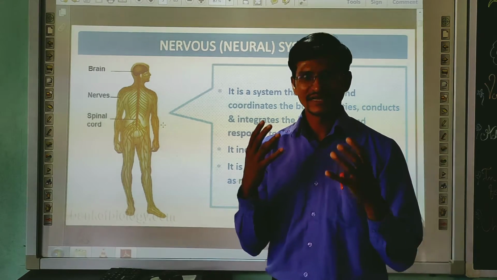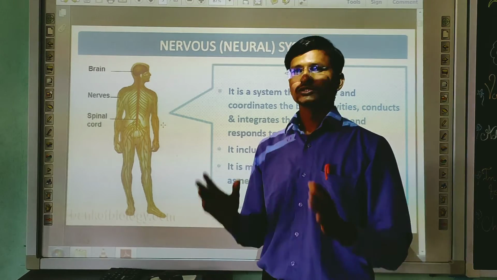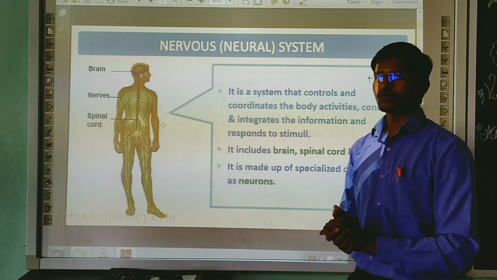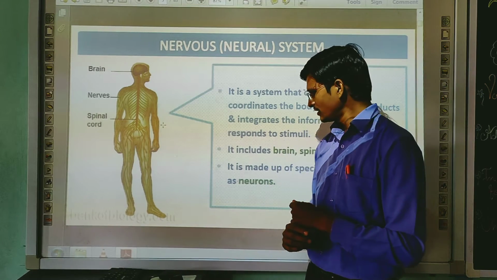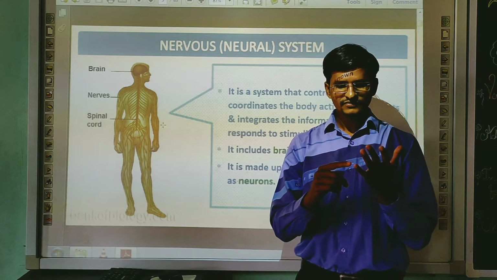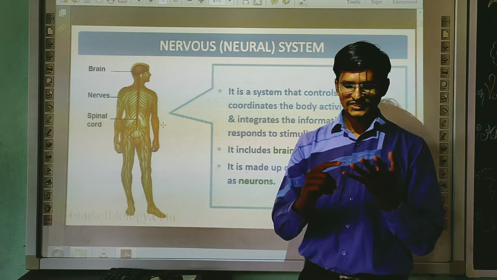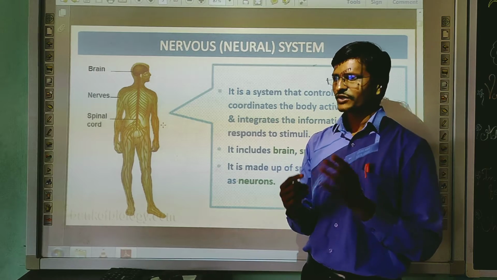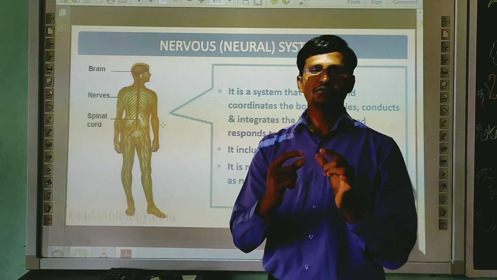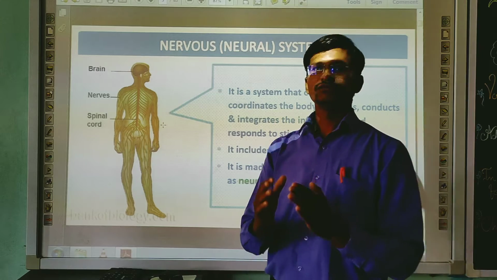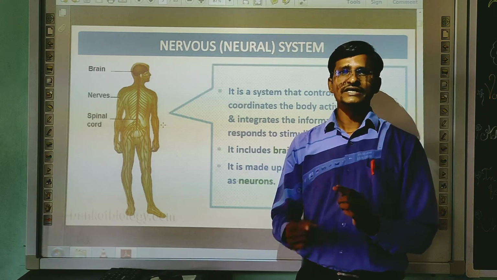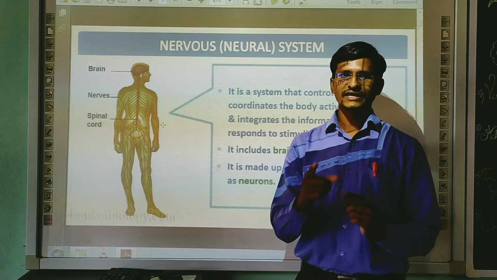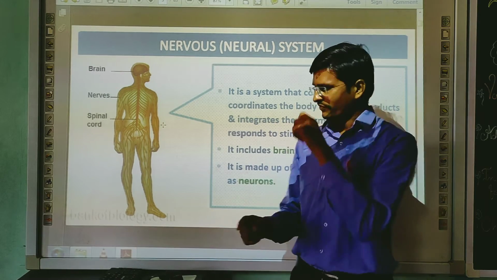The brain has three parts. What are the functions of it? All things we discussed. So here it is made up of specialized cells we call neurons. Here the question arises. It may be in MCQ, it may be very short answer, or it may be long. The question will be asked, what is the functional and the structural unit of nervous system? So it is neurons. They are specialized cells, and that's why they are called neurons.